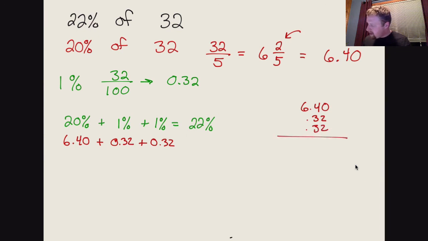I'm going to do this. So I have 4 here, and I end up with what looks to be 0 here because that adds up to 10. I carry the 1 over, and I get 7.04. 7.04 is 22% of 32. So that's kind of what we're working with here.